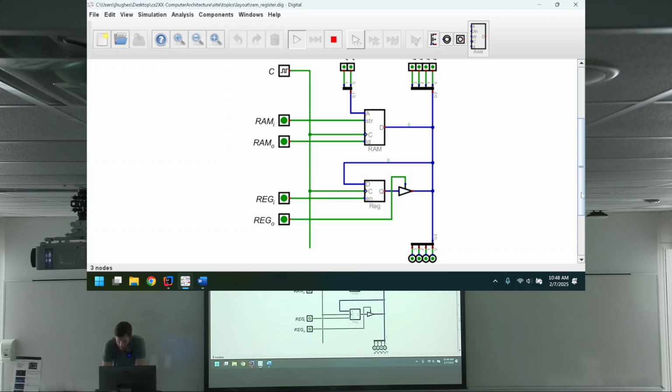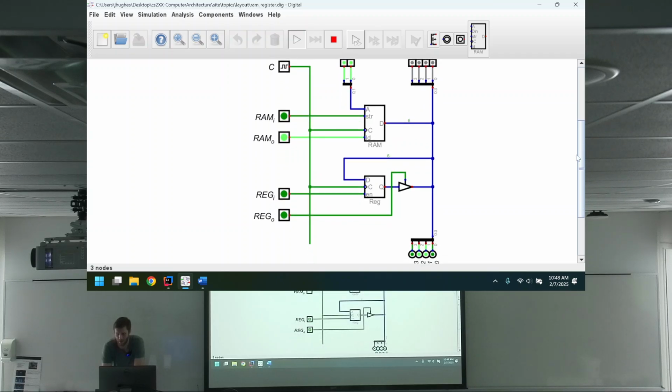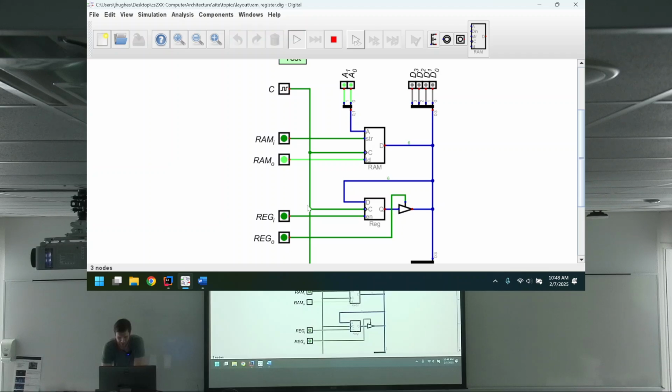Someone give me a bit pattern. 0, 1, 1, 0. Where do you want me to put it? Register 3. There's only one register. You mean RAM address 3? Yeah. Okay, that's that one. RAM in, clock pulse. Boom. Okay, cool. Let's confirm that it's there by saying RAM out. 0, 1, 1, 0, it's there. Cool.